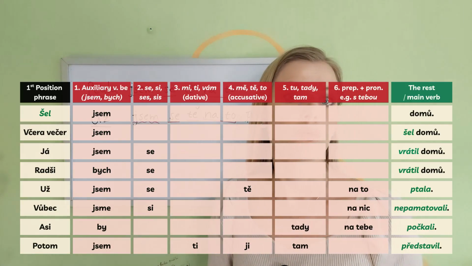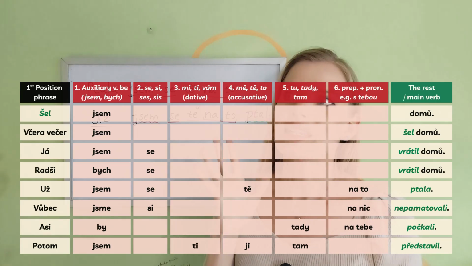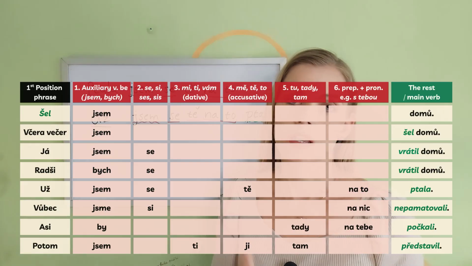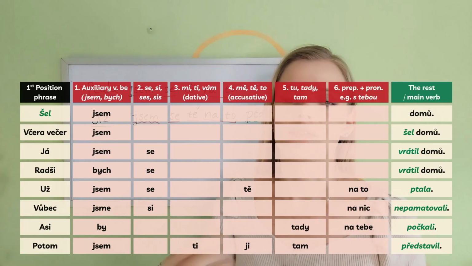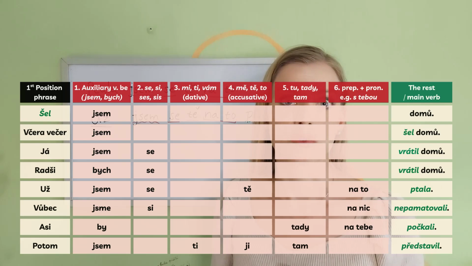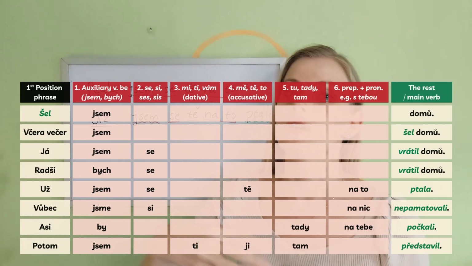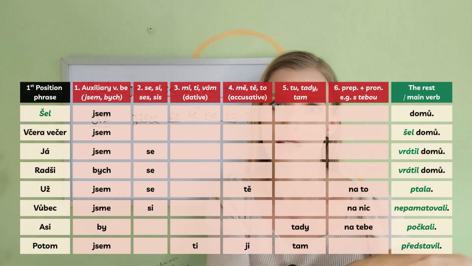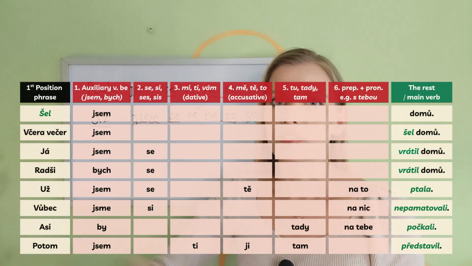Sometimes we can also put adverbials of place such as tam and tady. It depends. They are not exactly second position words. Depends on the emphasis. But remember, they often do not appear at the very end of the sentence, but before the main verb. And then we have the rest of the sentence. It would be the main verb if we didn't use it at the beginning, or the rest of the sentence.